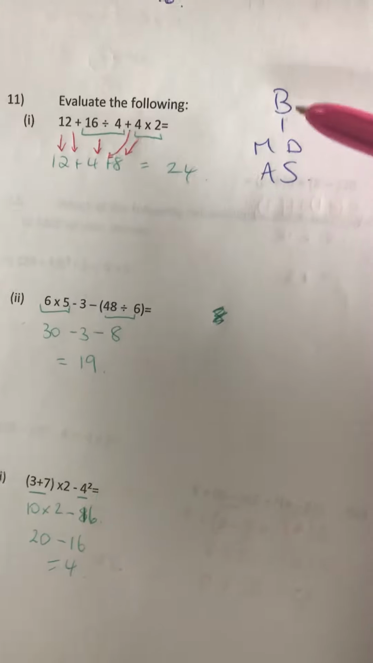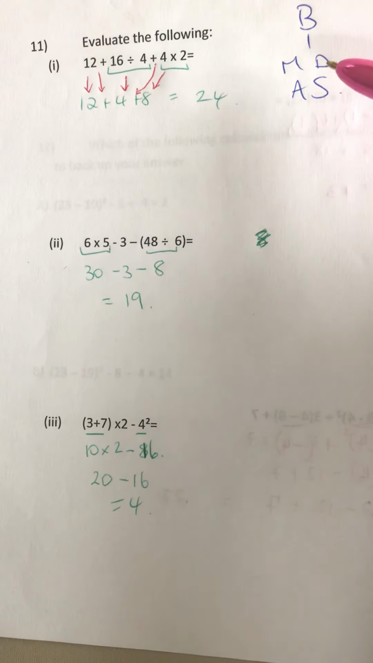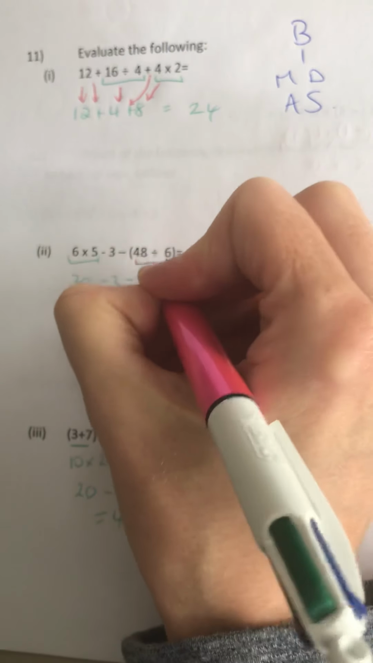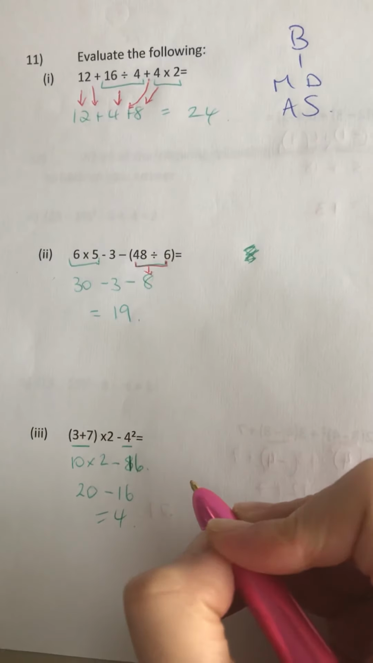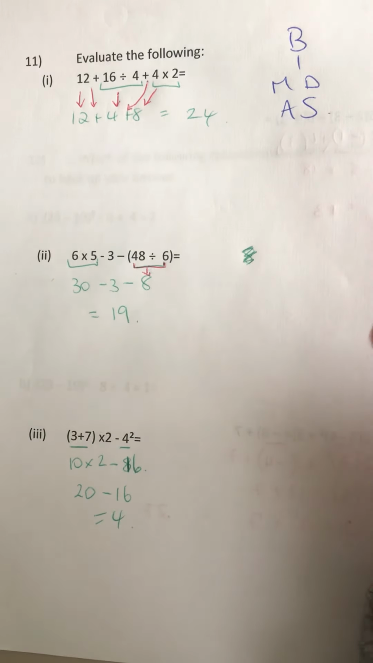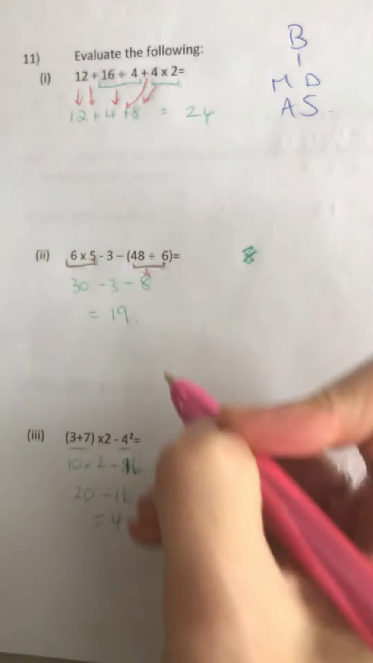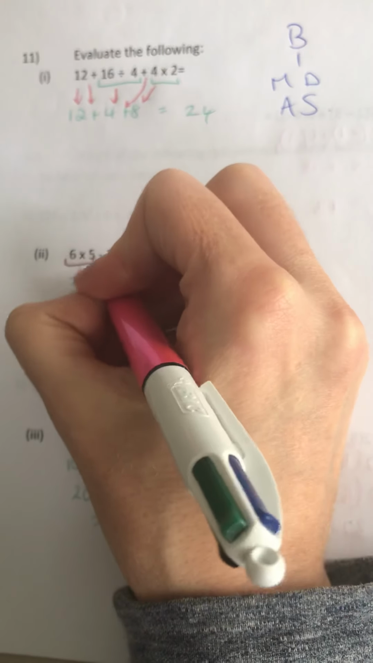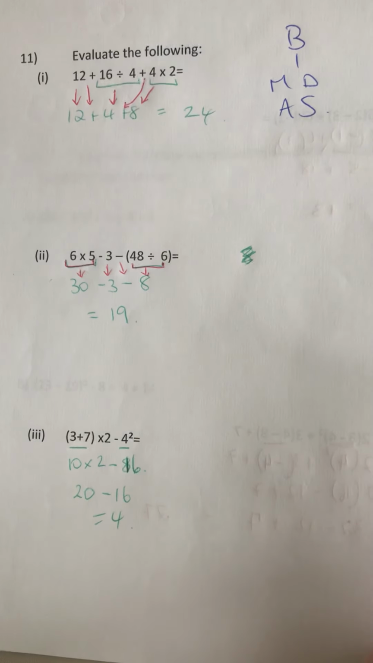Again, any brackets here to be done in part 2? Yes, so I've done what's in the brackets first. Gives me 8. And then you can take down the rest of your sum. Any multiplication to be done? Yes, so we do our multiplication next. So that's 30. Okay.